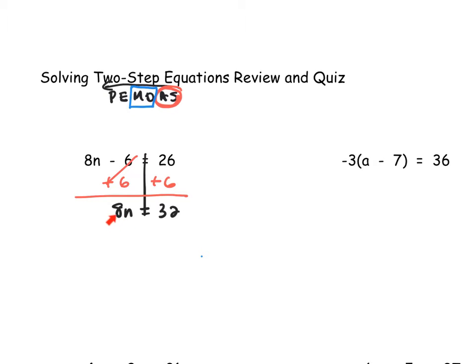A coefficient is a number that multiplies the variable. It's a coworker with a variable. We undo it by doing the opposite operation, which is to divide by 8 on both sides. So again, this cancels out. Mathematically, it becomes a coefficient of 1, and 1 times n would be n. And 32 divided by 8 would be 4. So that's how we solve a two-step equation.